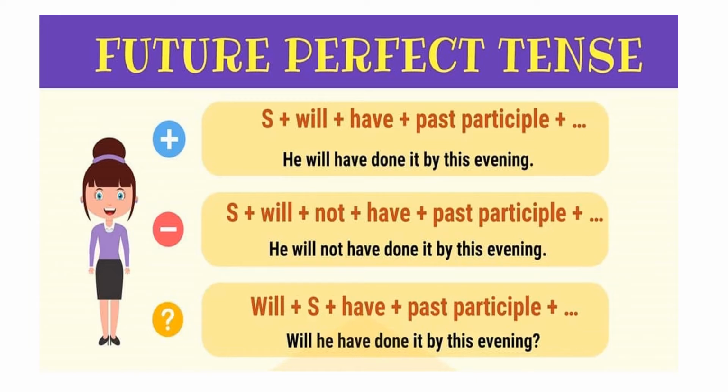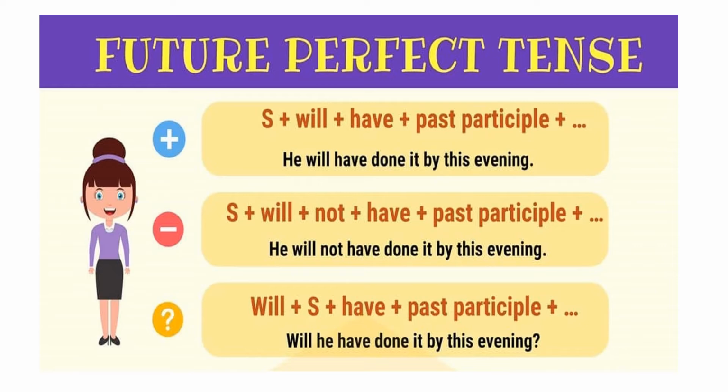Now, let's look at this example. He will have done it by this evening. If you have to put this into a negative form, the sentence will always start with the subject plus will plus not plus have and the past participle. So the sentence will change from he will have done it by this evening. You will have to add he will not have done it by this evening.